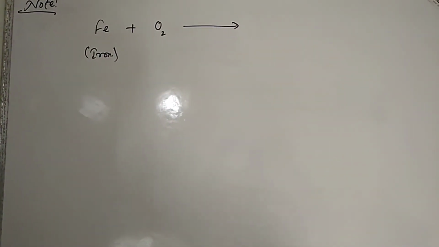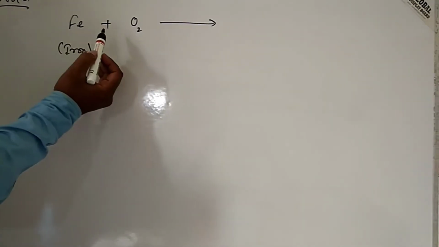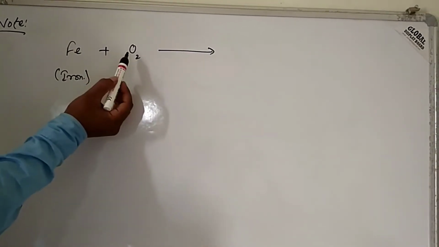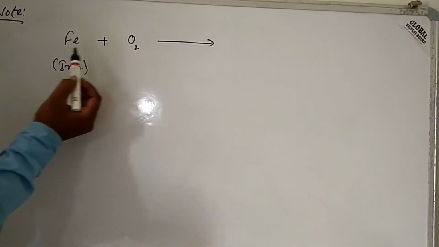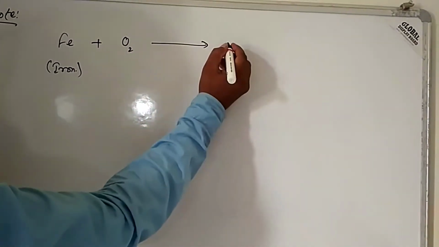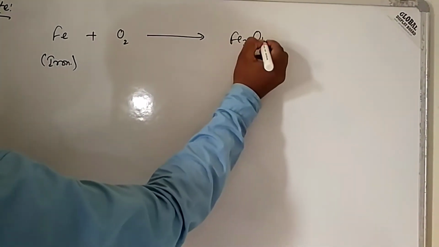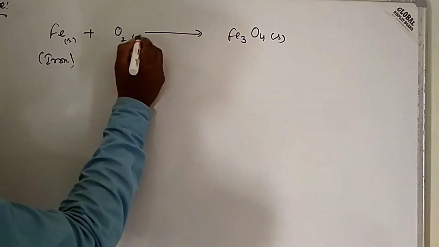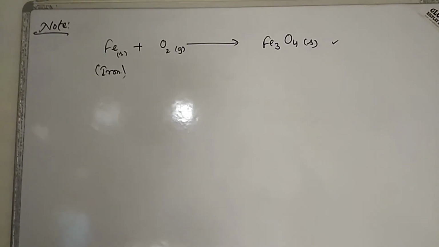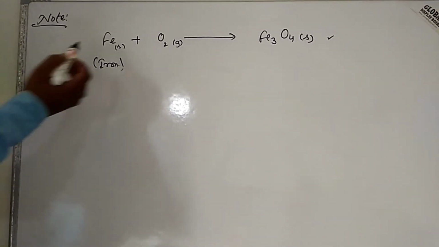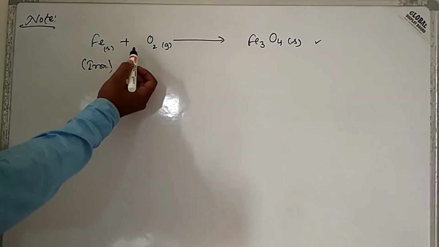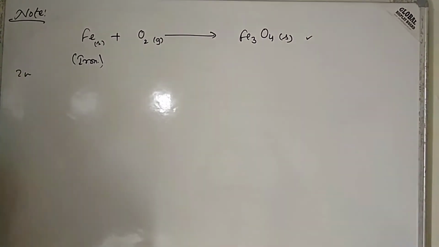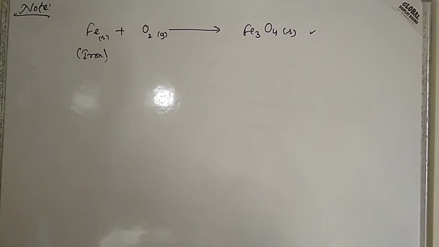Please note, children, iron metal does not burn in air. Even on strong heating, iron reacts with oxygen to form iron(II,III) oxide, Fe3O4. Clear, children? Thus, children, the reaction of iron with oxygen takes place less rapidly than that of zinc. So iron is less reactive than zinc.